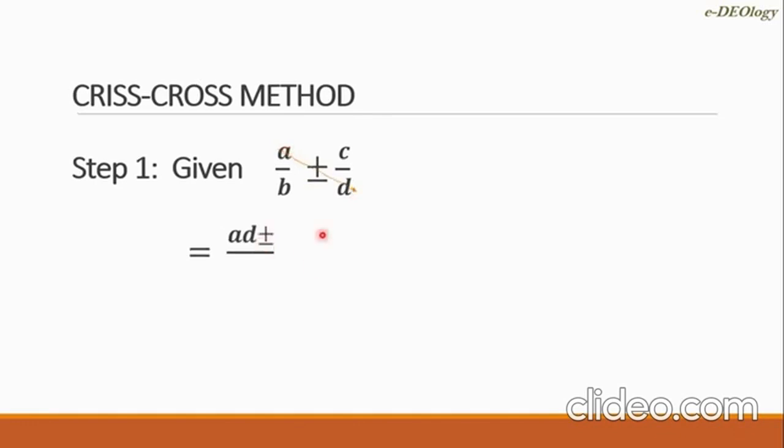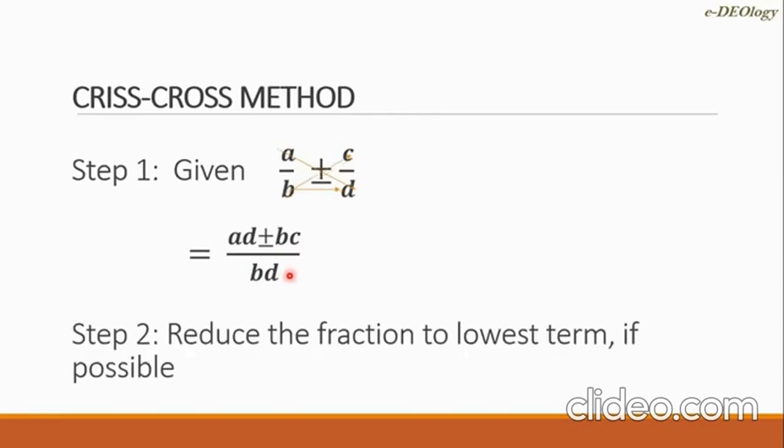Next, we put the sign. It can be plus or it can be minus depending on the operation. Then we multiply b and c. As you see here, it's BC. And then in the denominator here, the b and the d are multiplied and we put that as the denominator here. And in step 2, we need to reduce the fraction to lowest term if possible.